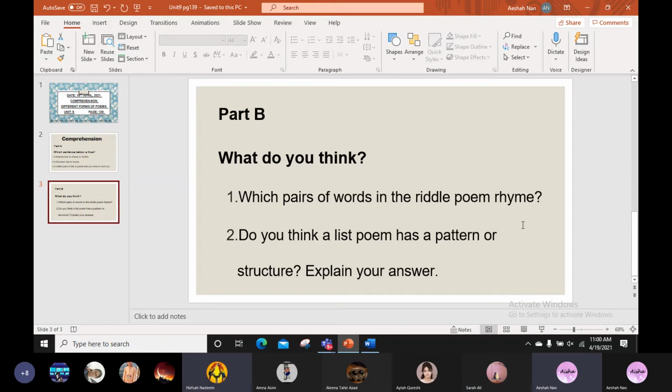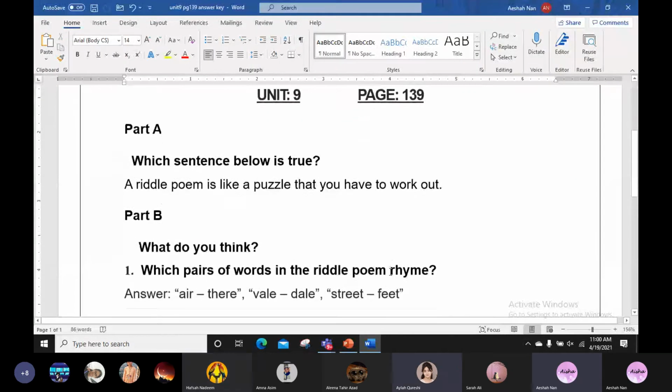Yes, girls. It's 138. Whale, deer, and? One more pair, is it? Street, feet. Good. There are three pairs of words: air, there; veil, dale; and street, feet. Okay, so you have to write this way using commas.